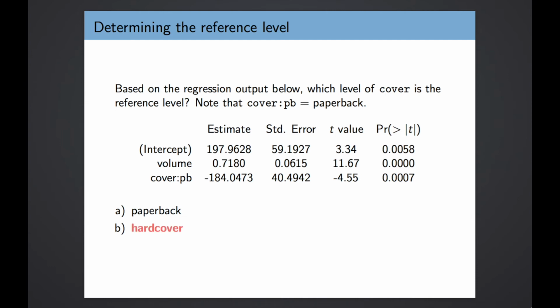And the answer is that hardcover books are the reference level. So we have an indicator for whether the cover is a paperback, which means that this is a variable that is equal to either 0 or 1, and if the book is a paperback, the variable is equal to 1. If the book's a hardcover, the variable is equal to 0. So hardcover is this omitted reference level.